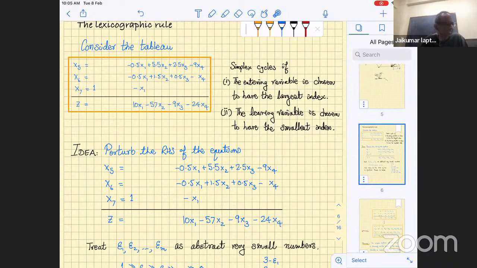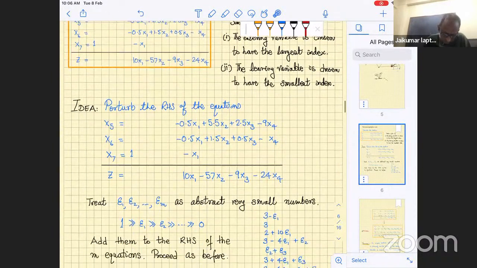Maybe Chvátal's book has the entire derivation. Maybe in 4 pivot steps or 5 pivot steps, it keeps coming back to the same basis. So we will take this as our running example and try to explain the lexicographic rule.